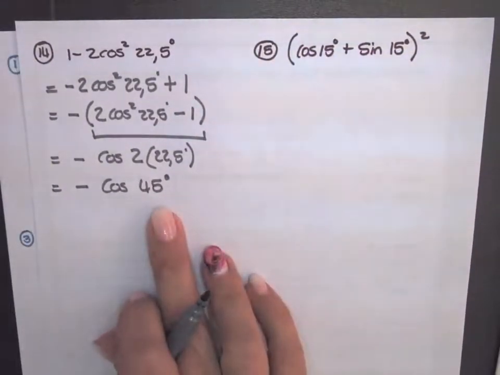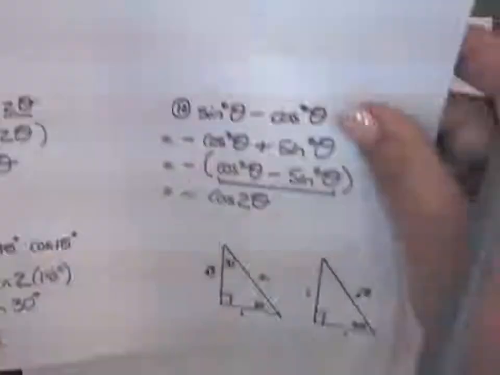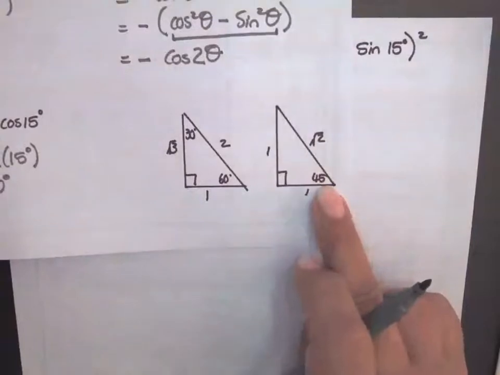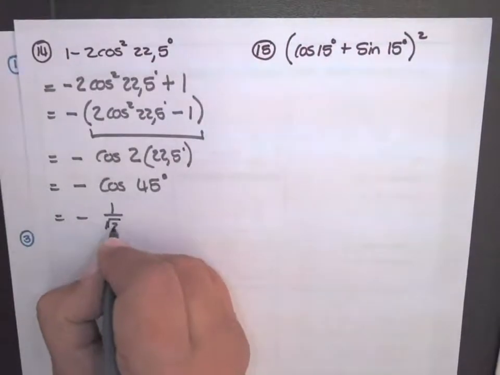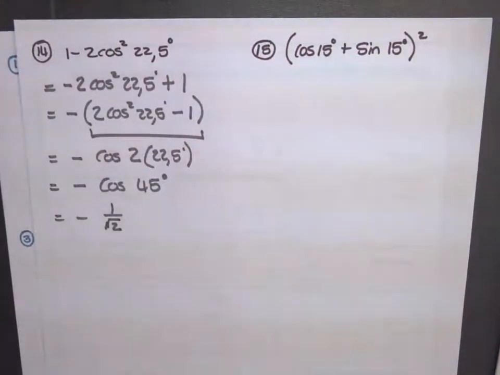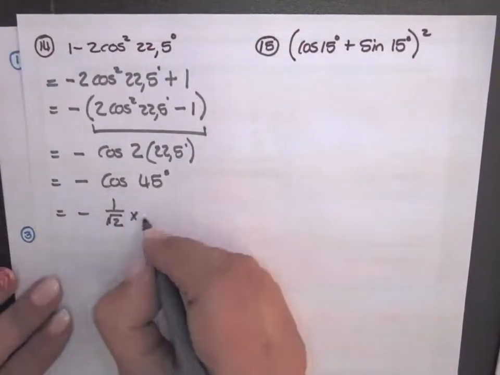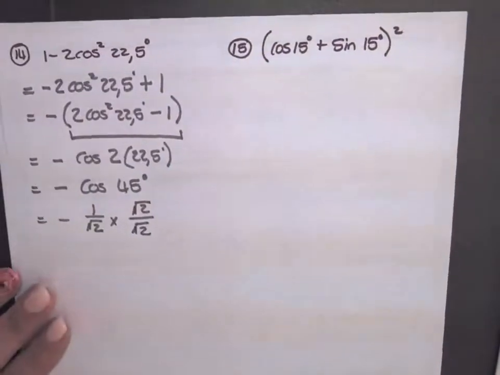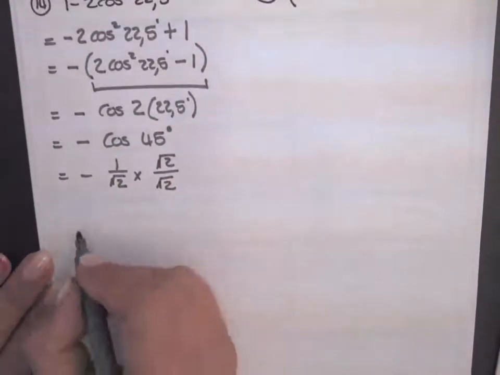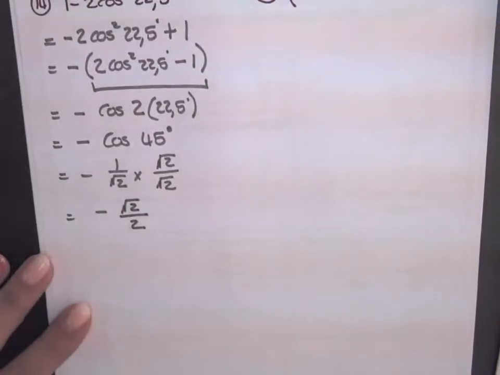45 degrees is a special triangle. Cos is adjacent over hypotenuse, so it's 1 over square root 2. But I'm not allowed to have a surd as a denominator, so I multiply with square root 2 over square root 2, and then you get minus square root 2 over 2.